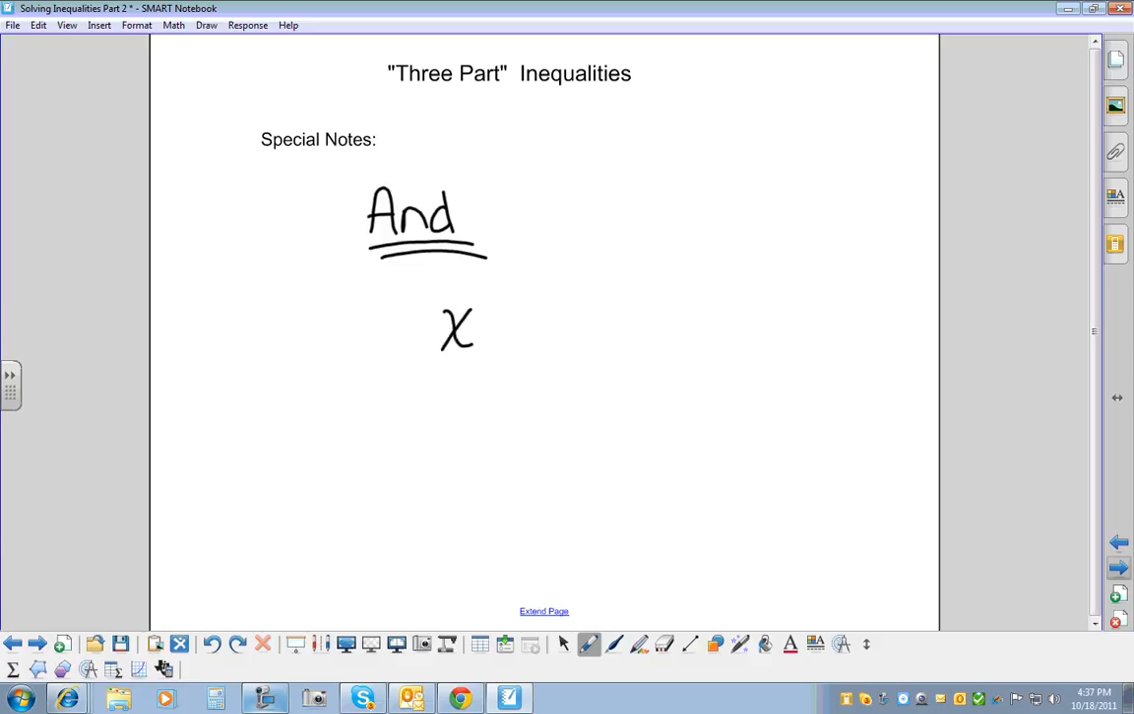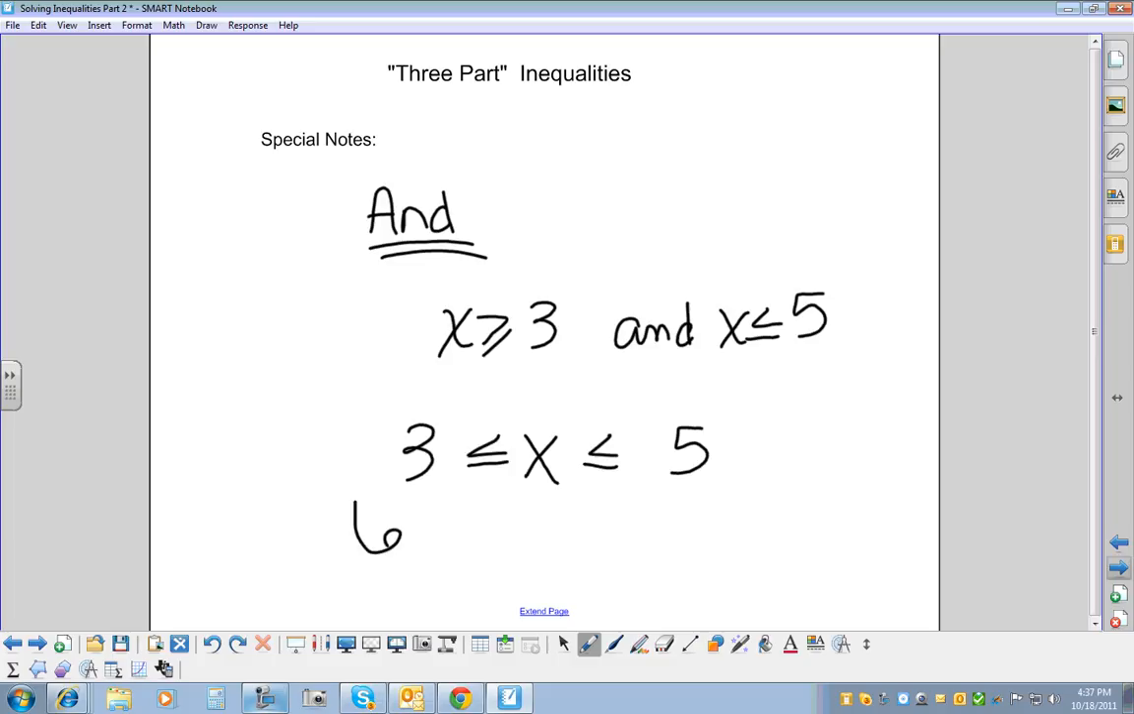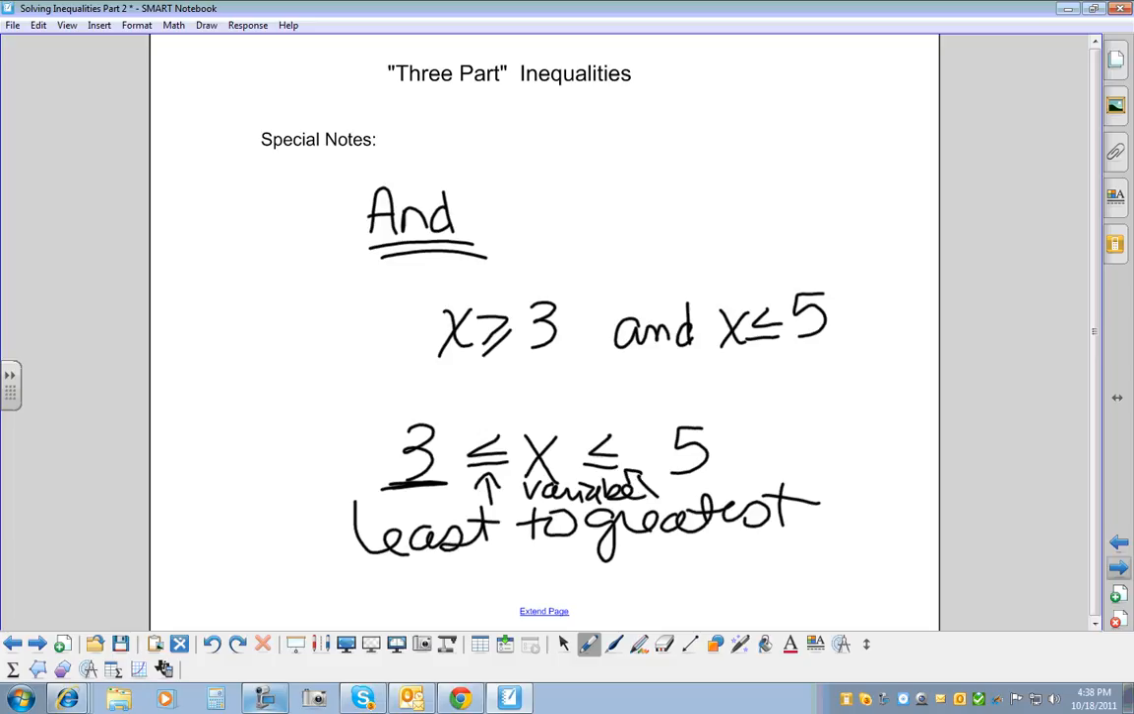For example, if I have x is greater than or equal to 3 and x is less than or equal to 5, then I should be able to put that together to where x is in the middle and I have 5 and 3 on each side. And the way we do that is we always write from least to greatest. So we start with our smallest number, have a less than or equal to sign, our variable, another less than or equal to or less than sign, and then our largest number.